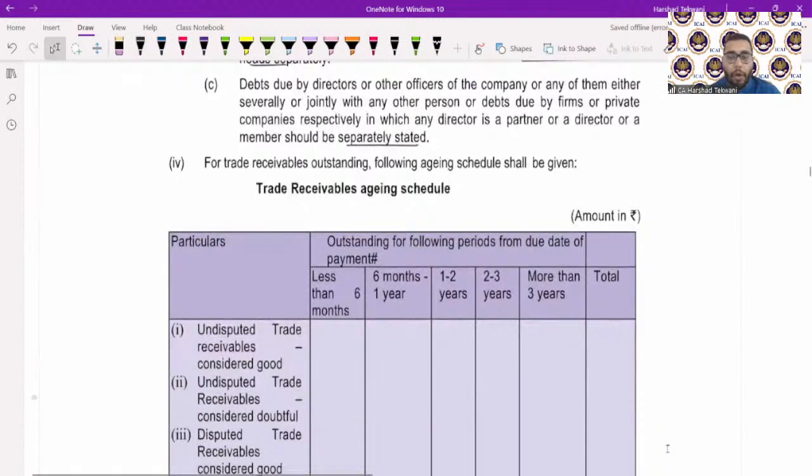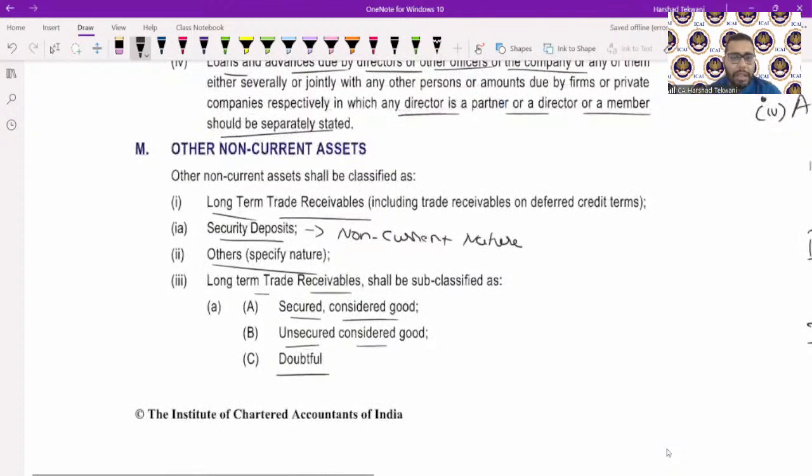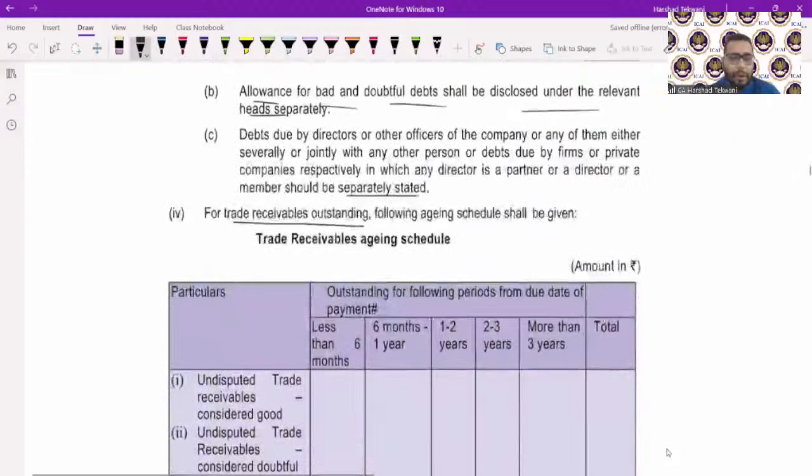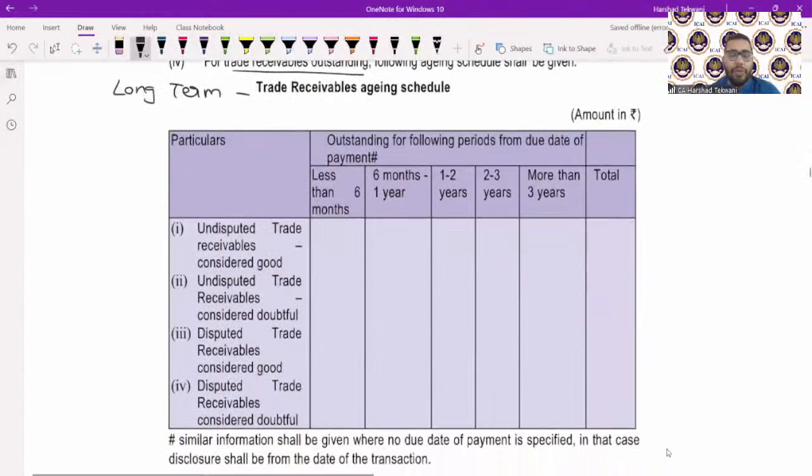Important amendment now, for the trade receivable outstanding. Now, which are these trade receivables? These are the long-term trade receivables we are talking about. For the long-term trade receivable, this aging schedule is required to be given same as my trade payable. Undisputed trade receivable considered good, undisputed trade receivable considered doubtful, disputed trade receivable considered good and disputed trade receivable considered doubtful. Now, why doubtful and considered good for secured and unsecured?